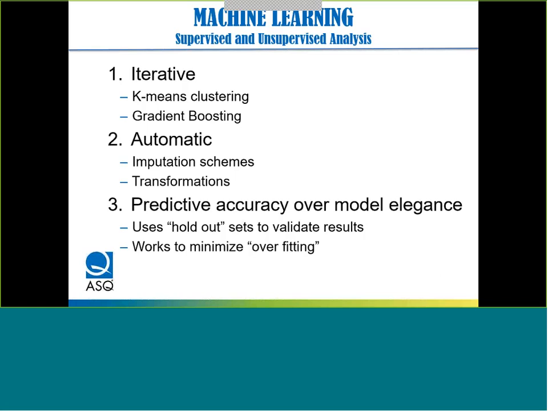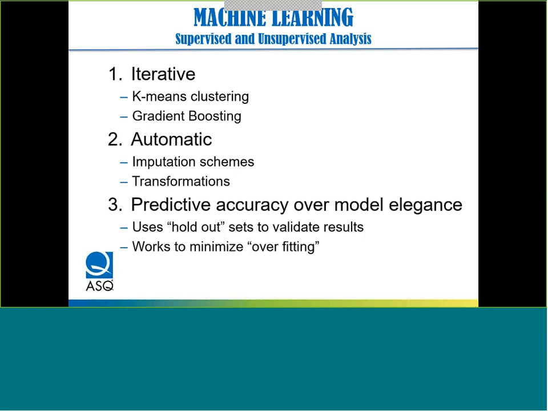So when you're doing machine learning, three key pieces are that it's iterative. So that iteration I showed you manually is now done automatically, and you even have automatic imputation schemes to impute missing values. You have automatic transformation suggestions, like is your data really exponentially distributed or log normal? You have these automatic things. And then the key part of machine learning is predictive accuracy over model elegance.